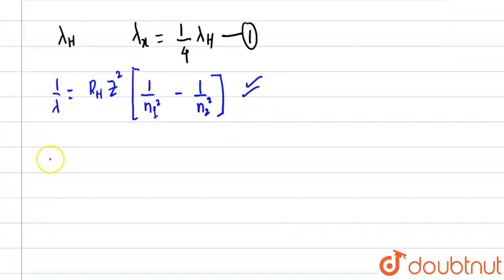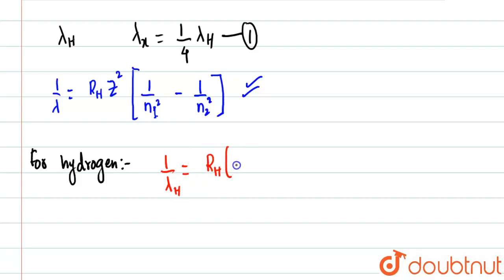So this is the equation we are going to use. If we write it for hydrogen, the equation will read as 1 by lambda h, which is hydrogen, will be equal to RH into Z is equal to 1, because hydrogen's atomic number is 1, squared, into 1 by n1 square minus 1 by n2 square. So this is basically what we'll get.